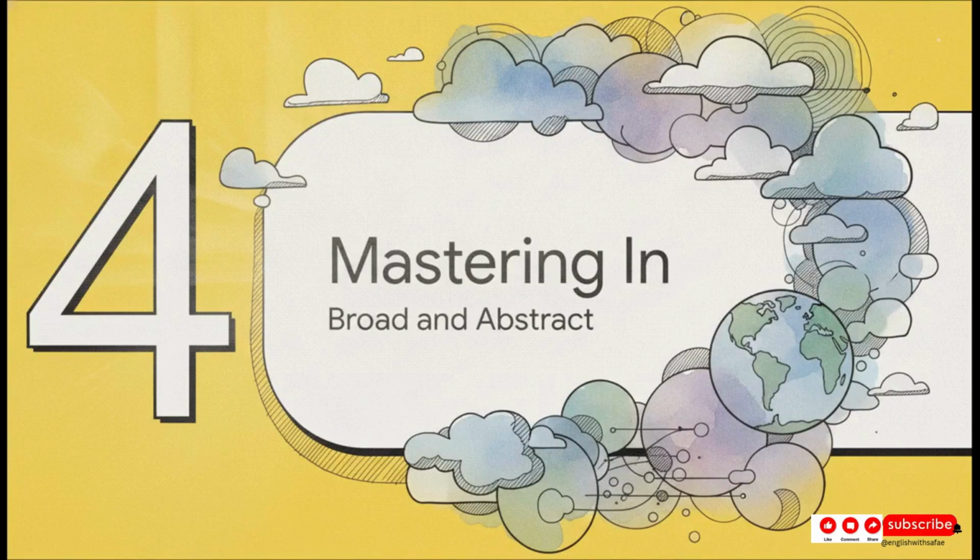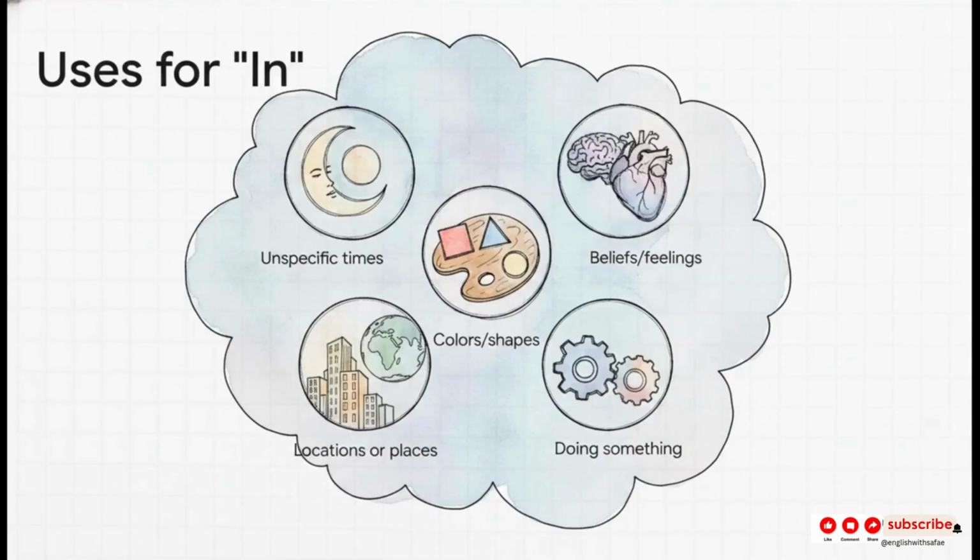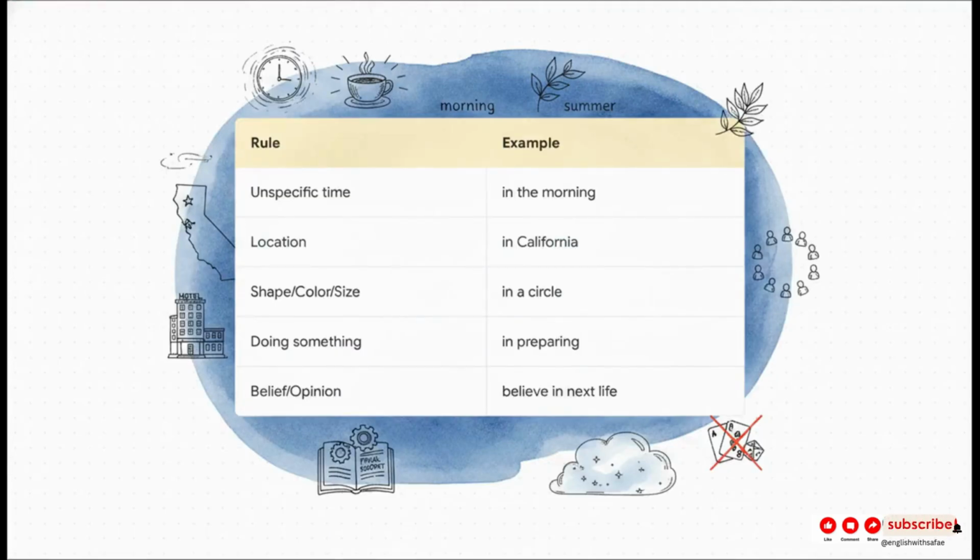Now for Section 4, Mastering in, the Broad and the Abstract. Okay, so if at was our laser pointer, in is a wide-angle lens. Notice just how expansive these concepts are. We use in for unspecific times during a day, a month, a season, or a year. We use it for locations or places, usually larger ones that you're enclosed by. We also use it to indicate shapes, colors, or sizes, to express while doing something, and fascinatingly, to indicate deep concepts like beliefs, opinions, interests, or feelings. The range here spans completely from physical enclosures to totally abstract thoughts.